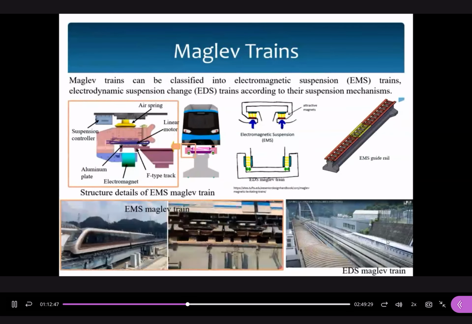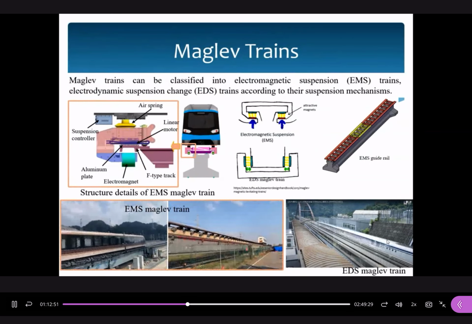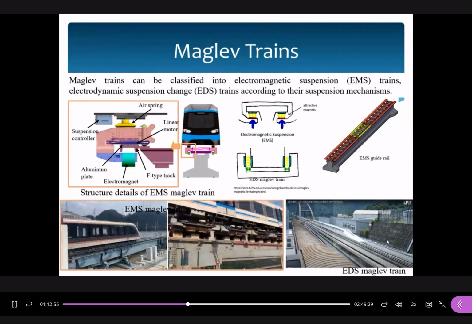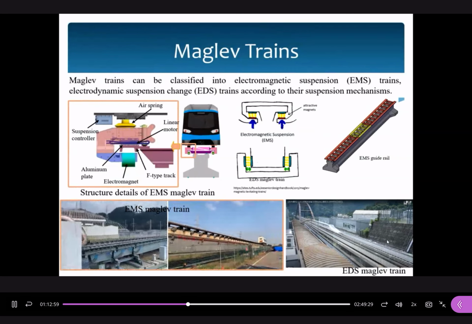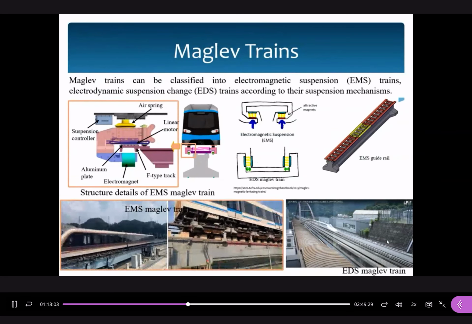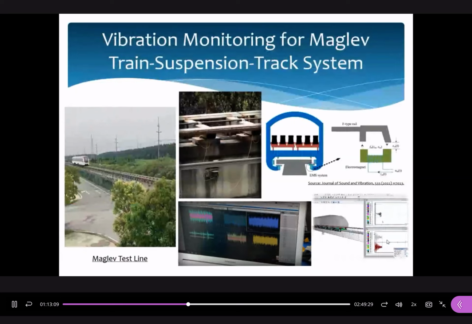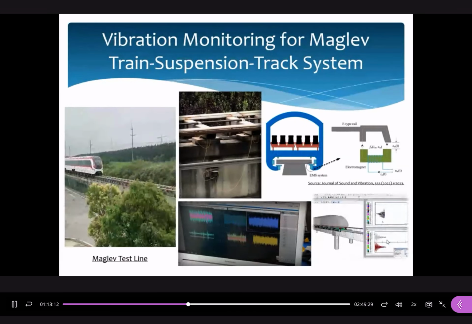For magnetic trains, there are two working principles. The first one is the electromagnetic suspension trains, and the second one is the electrodynamic suspension trains. One depends on attractive effects, and the other is due to repulsive effects. Okay, this is another project we did before for the monitoring of the magnetic train.